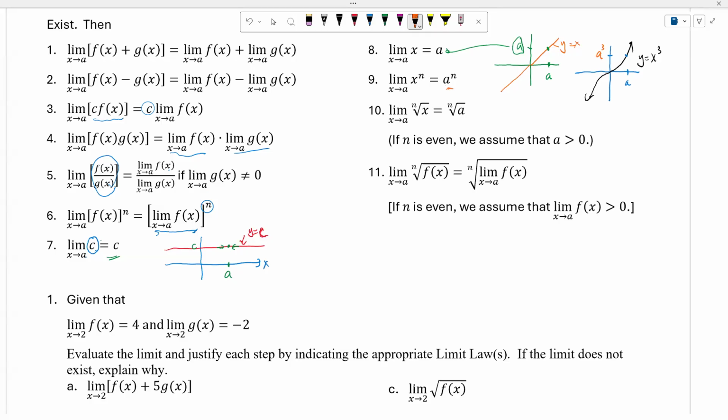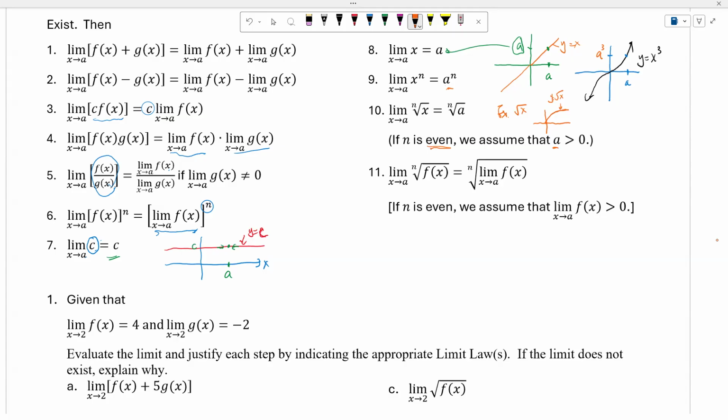And then if we have the nth root of x, then when we take the limit, it will be the nth root of a. If n is even, we assume that a is greater than 0. If n is even, for example, the square root of x, the graph of y equal to square root of x has a domain from 0 to infinity. So when n is even, you have to be careful, and a must be greater than 0.